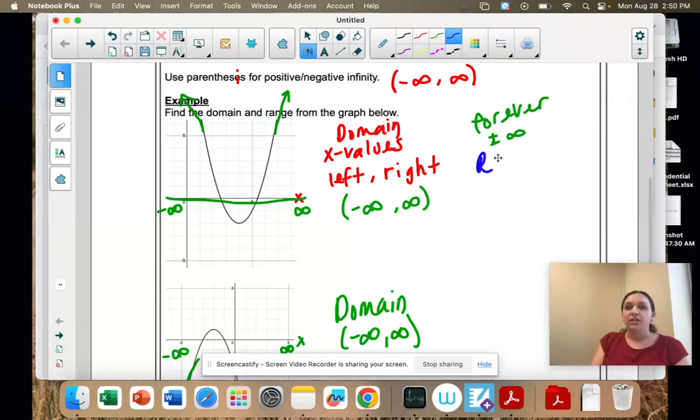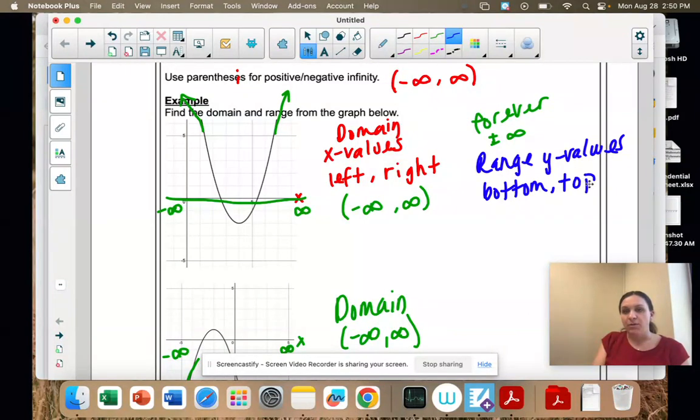So our range is y values. That's when we're going to go bottom to top. So I'm going to find the bottom of the graph and find the y value. That's y equals -2. That's our bottom point. And see how there's not an open dot, it's just continuing on the graph. That means it's included and there's a bracket. The top of the graph goes forever. So remember, forever means infinity. So it's going to go on the y-axis from -2 to infinity.